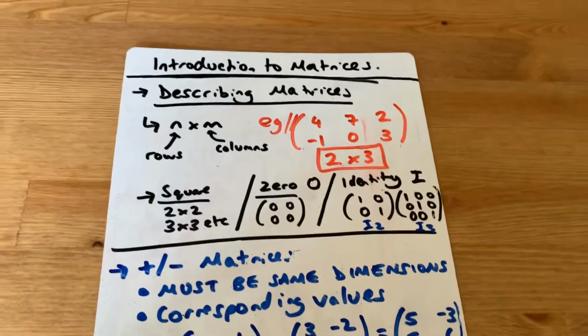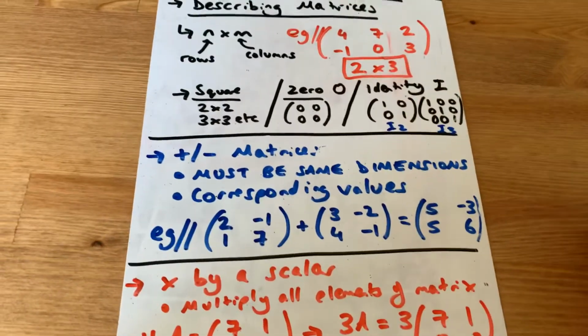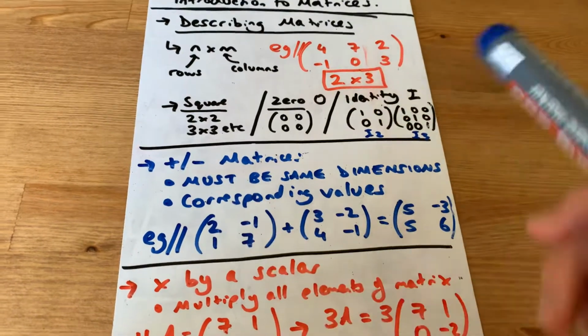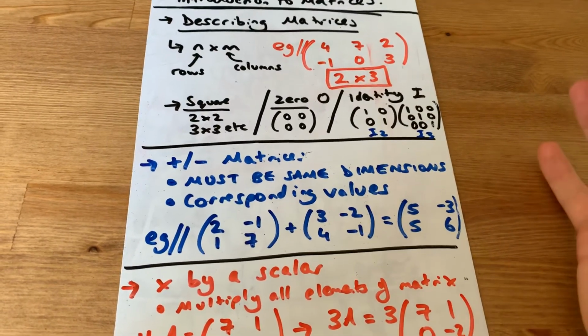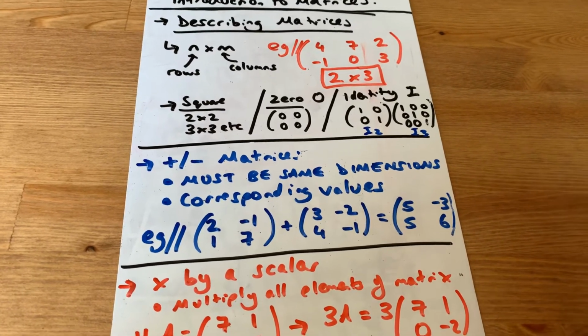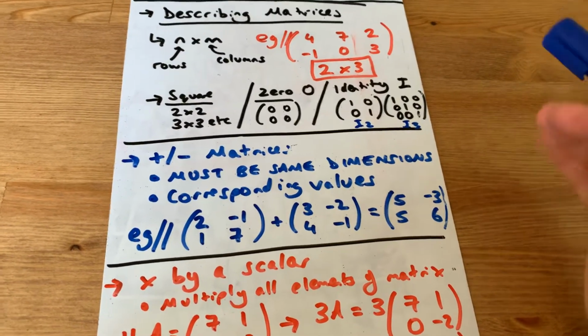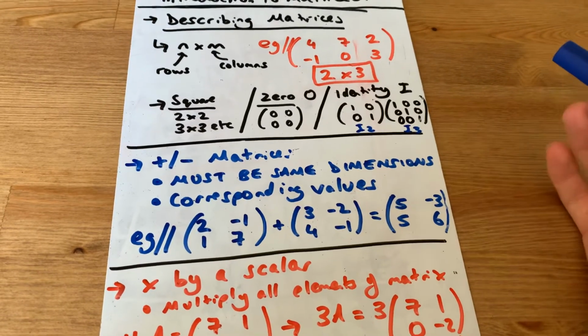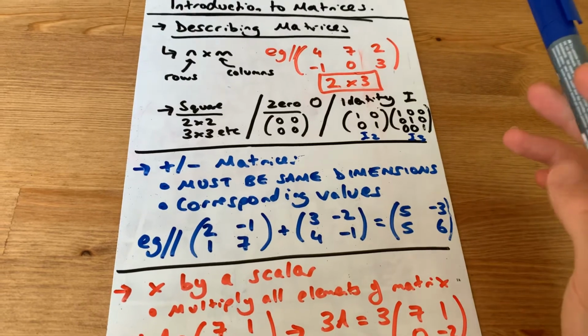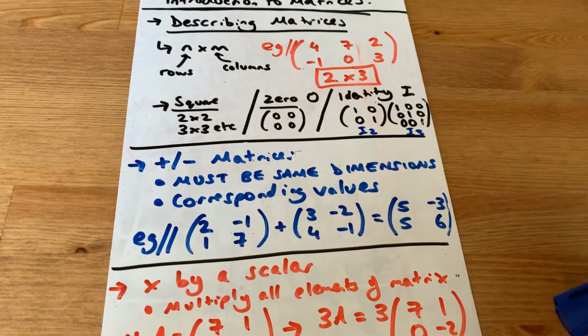So moving on a little bit, let's talk about how we can complete some calculations with matrices. Firstly, adding and subtracting matrices. There's only one rule to be aware of here, and that is your matrices have to be the same dimensions to add and subtract. The reason being that in order to add and subtract matrices, all we're going to do is consider the corresponding values, the corresponding positions in each matrix.